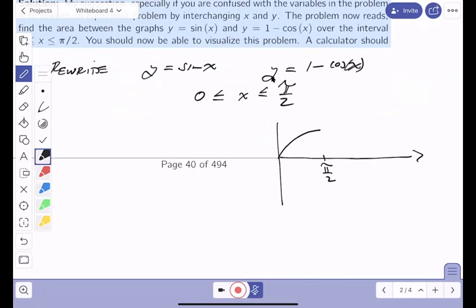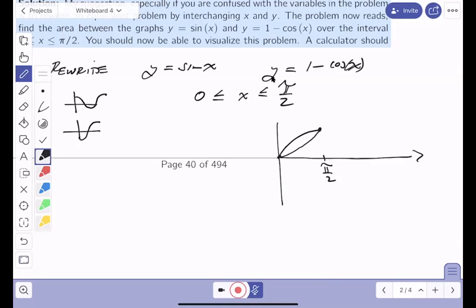And what does 1 minus cosine x look like? Well, I know cosine x looks like this here, something like that. And if I did the opposite of cosine, it would look like something like this over here. And what am I doing now? Well, I'm shifting it up 1 unit, right? So I'm shifting it up 1 unit. So I can say something like this.